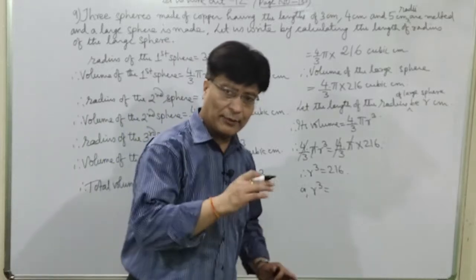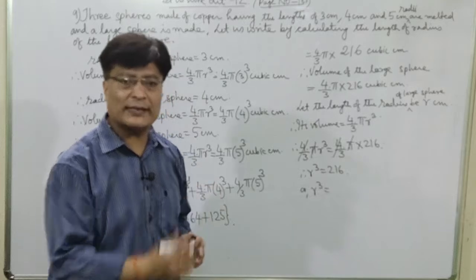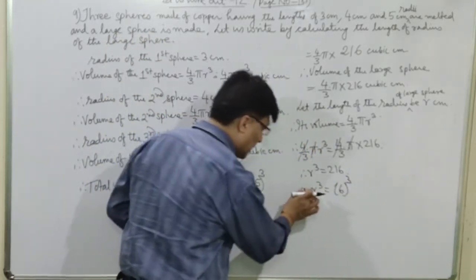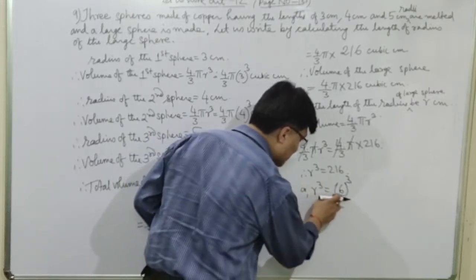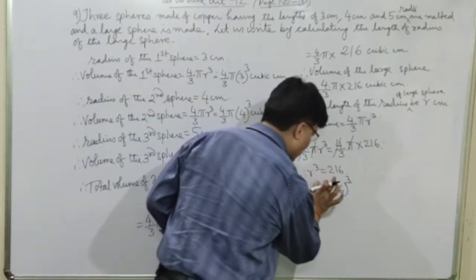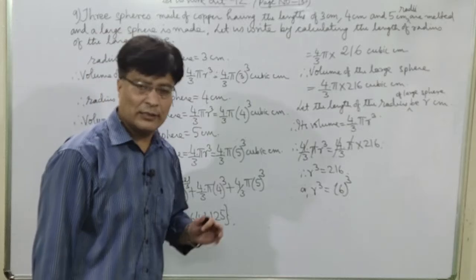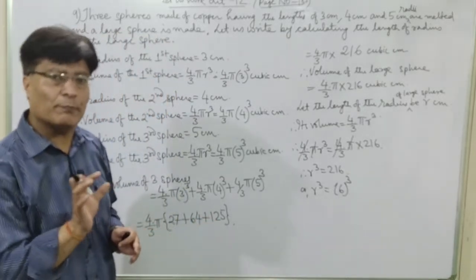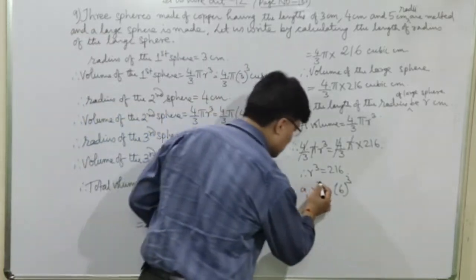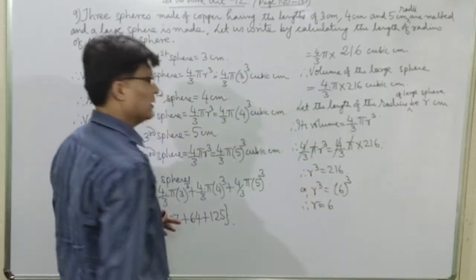So 216 we will also take to whole cube form. 216 in whole cube is 6 whole cube. So this is 6 whole cube. If these bases are equal, you know that this r is the base, 6 is the base. If the powers are equal, bases must be equal. You know that, laws of indices, isn't it? In class 9 you did it. Laws of indices means if the bases are equal, powers must be equal. If the powers are equal, bases must be equal. So in this case, these powers are equal. That means you can equate the bases. That is r is equal to 6.